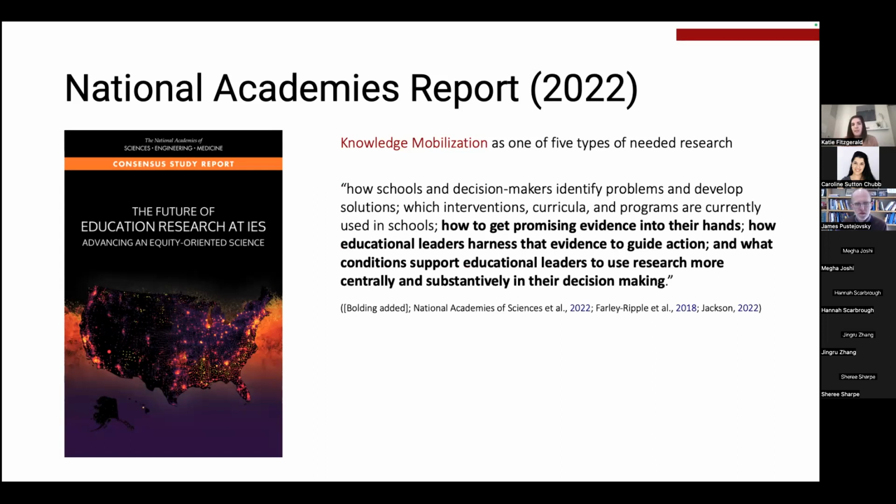And they defined knowledge mobilization in part as studying how do we get promising evidence into decision makers' hands? How do they harness that evidence to guide their action? And how are they currently using it? What are the conditions that would support more centrally and substantively using evidence in their decision making?